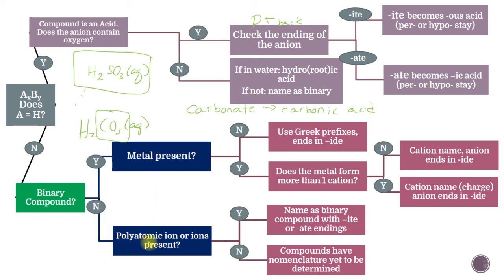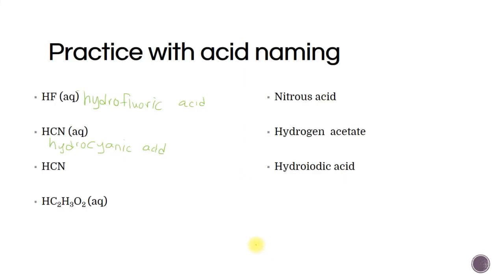Oh, it's not a binary because there's 3 elements, right? So the polyatomic ions, that's going to make me look at the back of the periodic table. Okay, so we've got to name it like a binary thing. Hydrogen is the first thing, and then we just use the name from the back of the periodic table for the CN, so that's cyanide. Hydrogen cyanide. This is a gas. It's not an acid. It is very toxic.